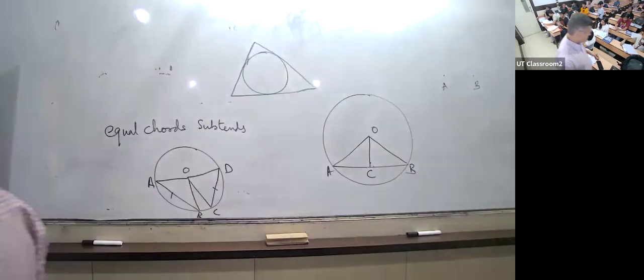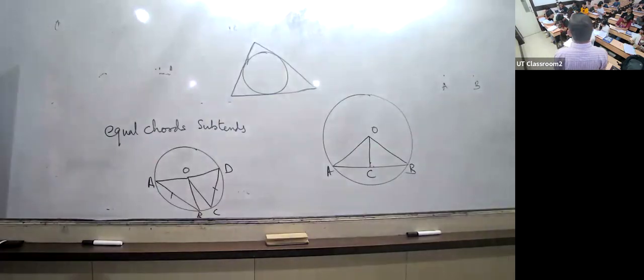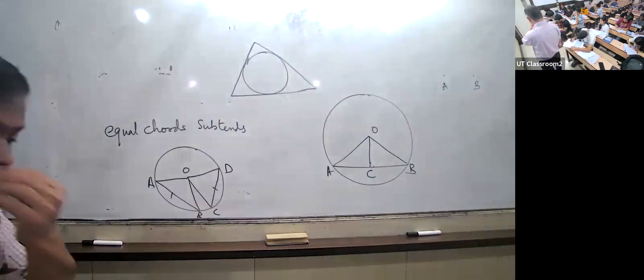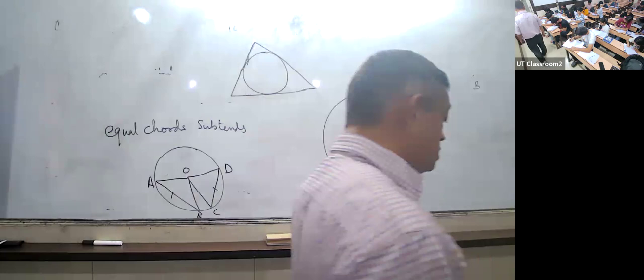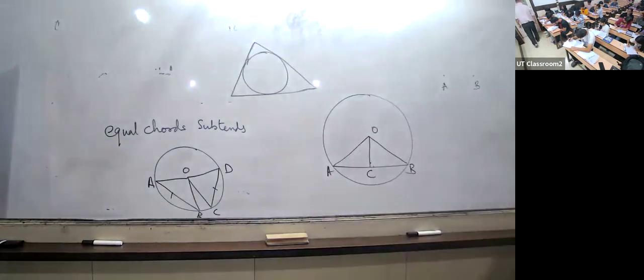Theorem 6. Equal chords are equidistant from the center. How many theorems did you write? This is 6. Equal chords are equidistant from the center.